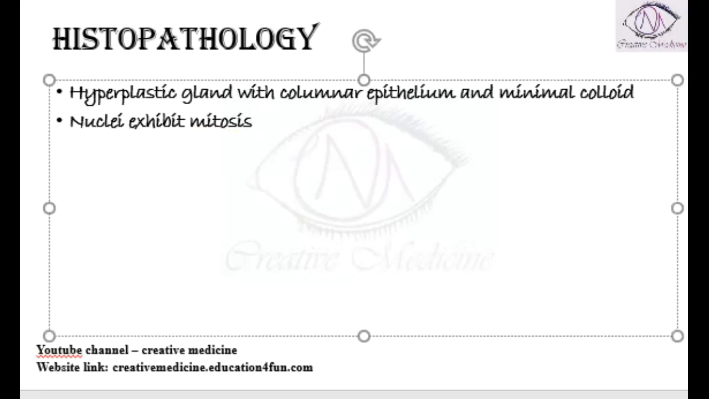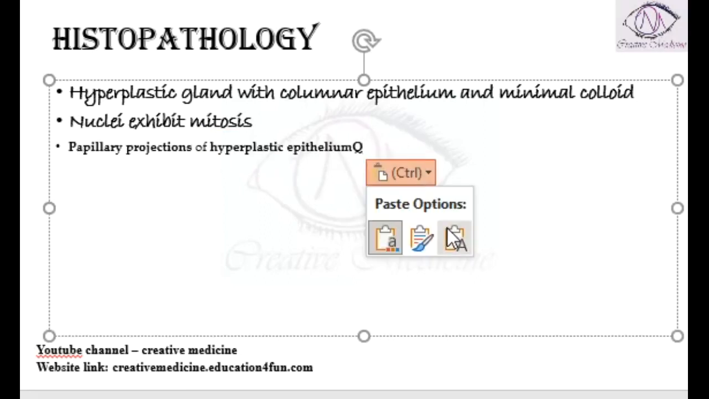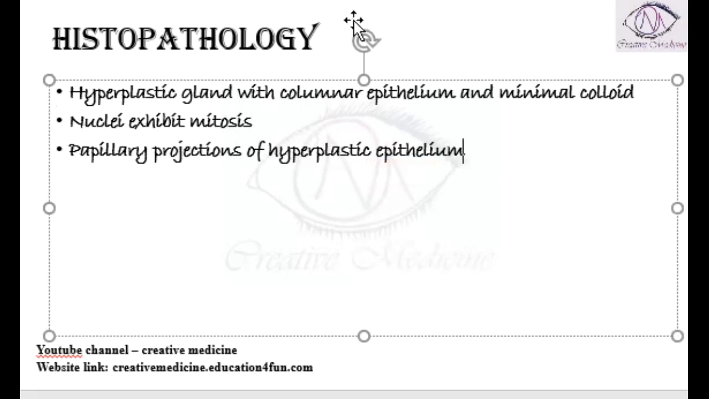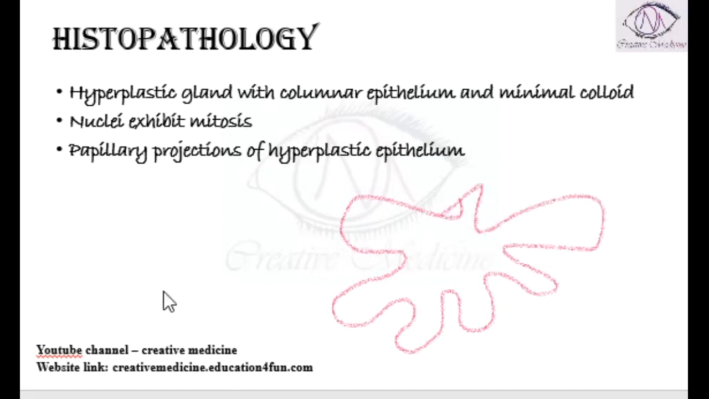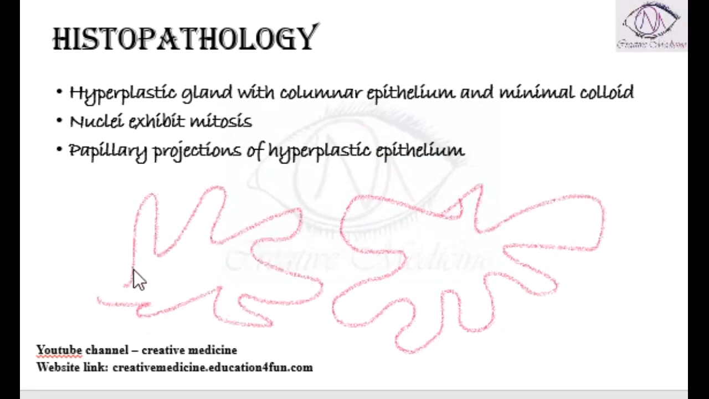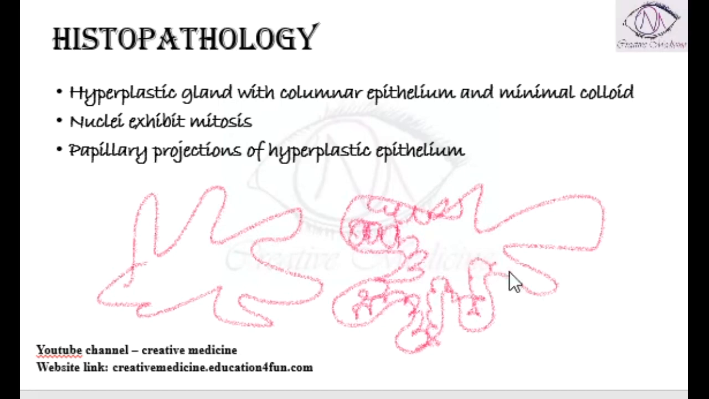You can also see papillary projections in the hyperplastic epithelium. In Graves' disease, you will see many papillary projections, and these papillary projected glands have several layers of high to low columnar epithelium, with just minimal colloid seen in these conditions. So this is the histopathology of Graves' disease.